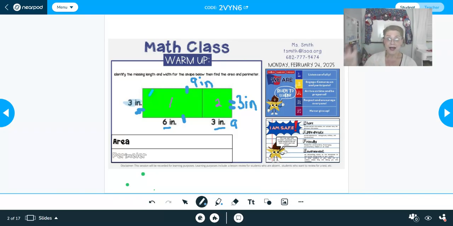We need to add up each of these lengths. So we need to add up 9 plus 3 plus 9, because we added these two together. So now we just have the 9 plus 3. So we have 9 plus 9 plus 3 plus 3. What is your perimeter? Because we're adding those together. 9 plus 9 plus 3 plus 3.